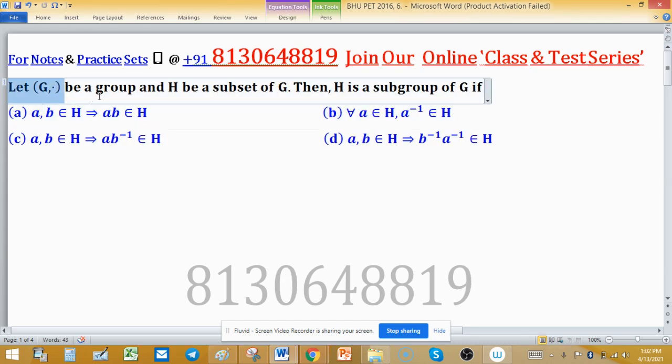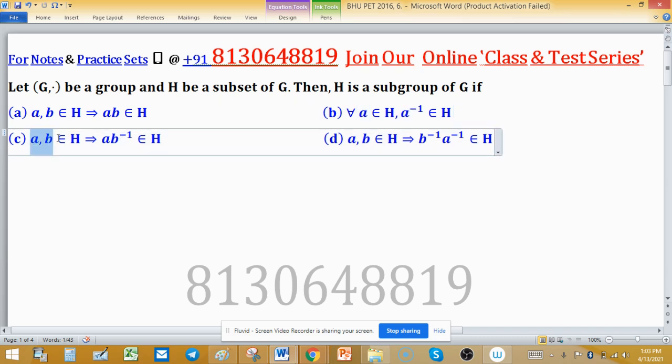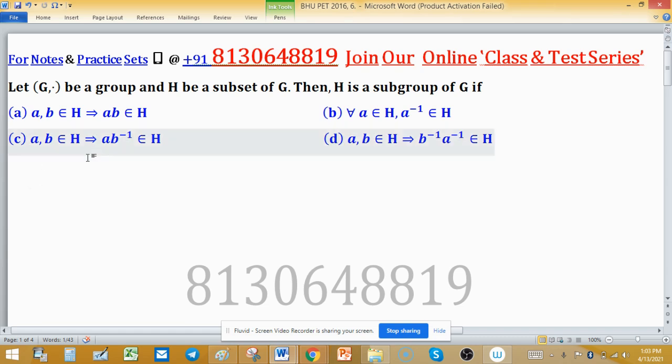Let G with dot be a group and H be a subset of G. Then H is a subgroup of G if a, b in H implies ab belongs to H, and for all a in H, a inverse also belongs to H, and ab inverse belongs to H. In option D, if ab is in H, then b inverse a inverse is in H. After seeing the options, you can directly tick the answer C.